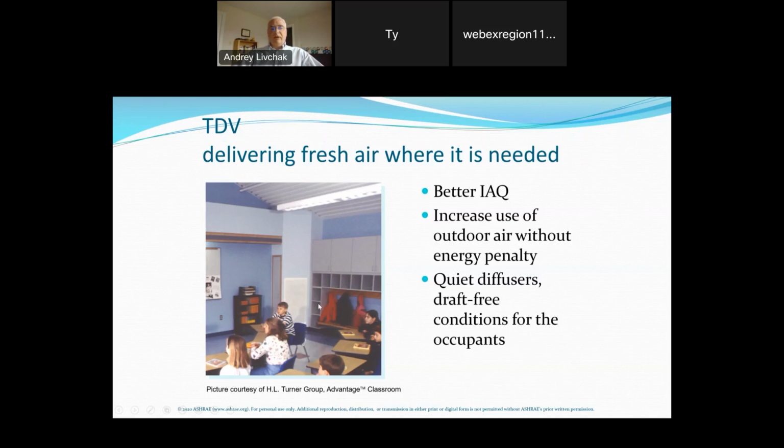Here you can see the displacement diffuser in the corner of the space. It works well in the classroom environment. It provides better indoor air quality. It allows you to use more outdoor air without an energy penalty. And the diffusers are pretty quiet because you need to provide a large air distribution face. They're pretty quiet and provide a draftless environment in the space.